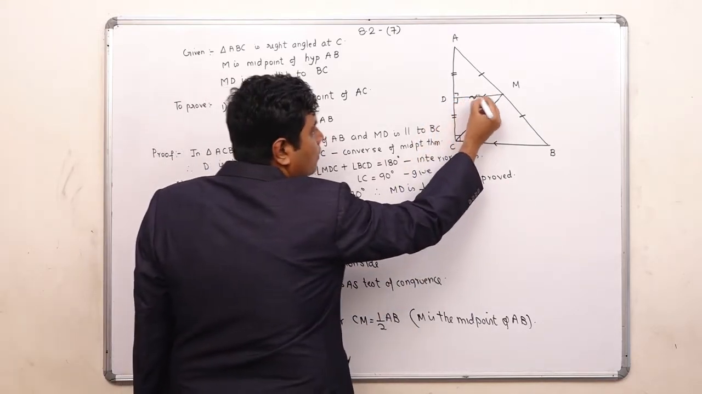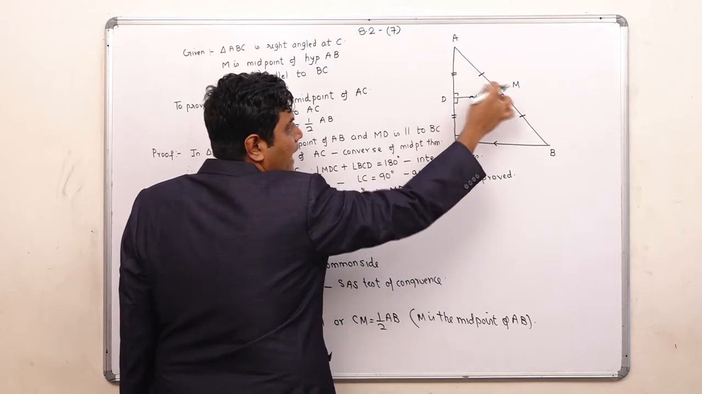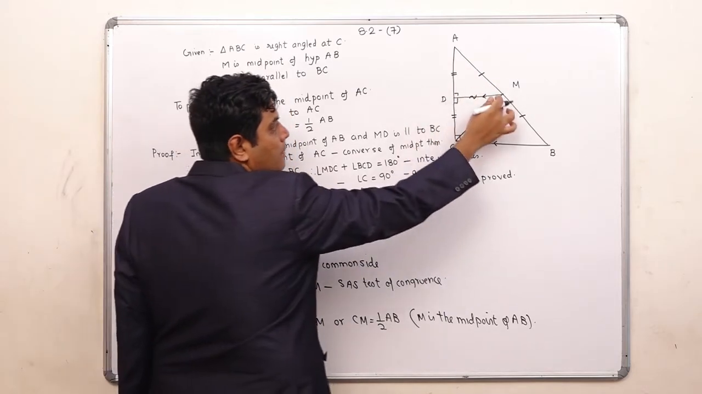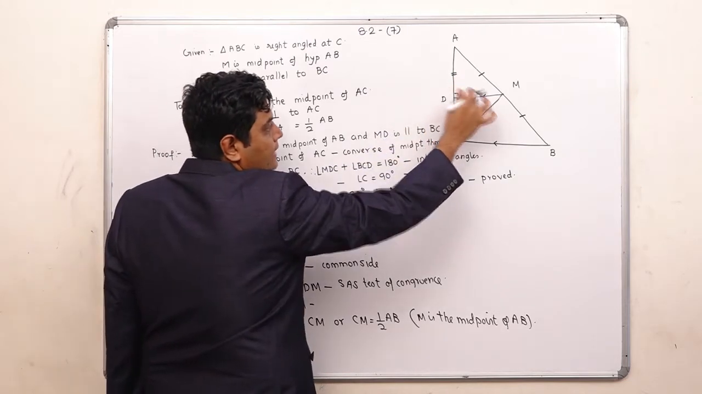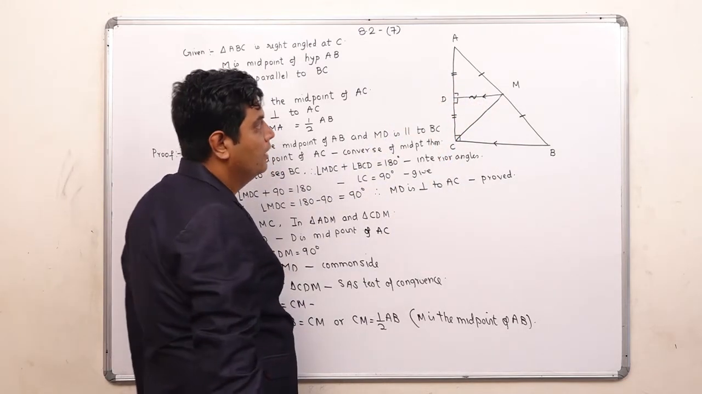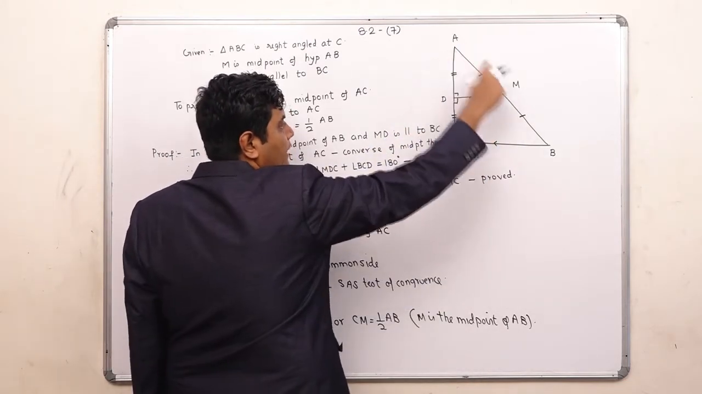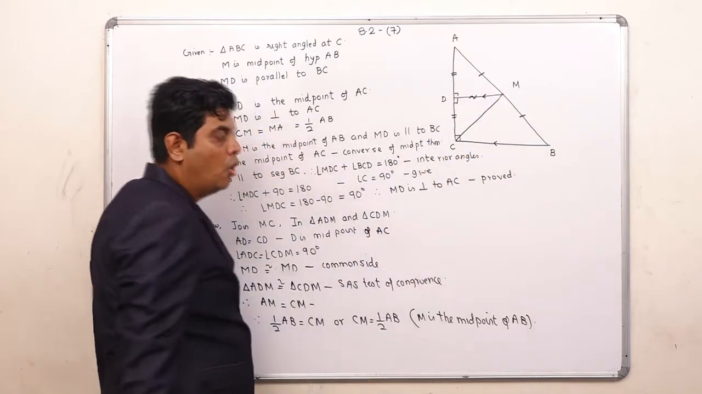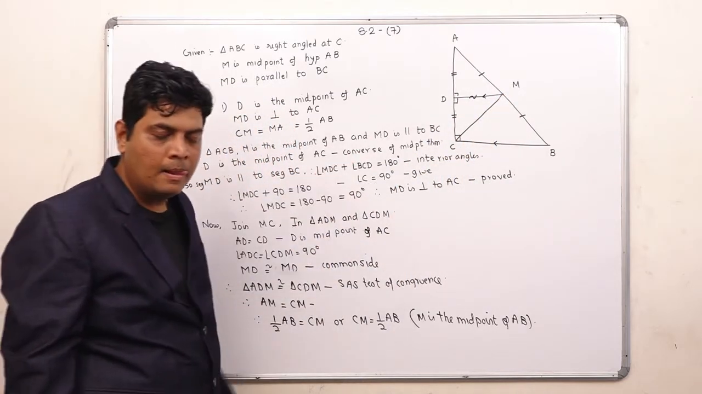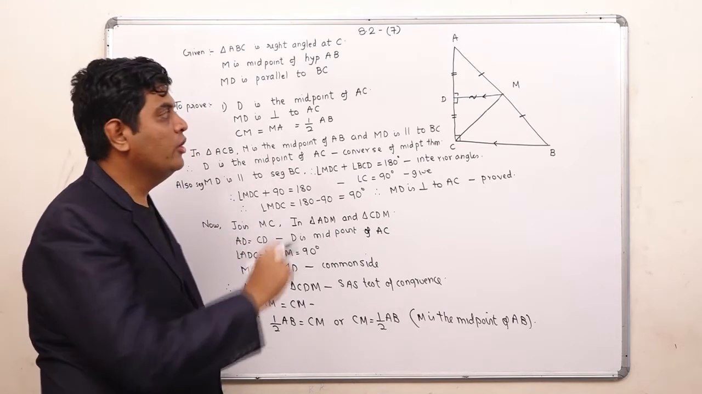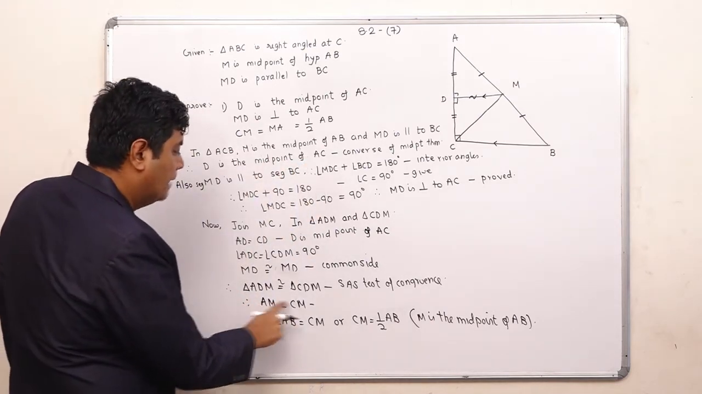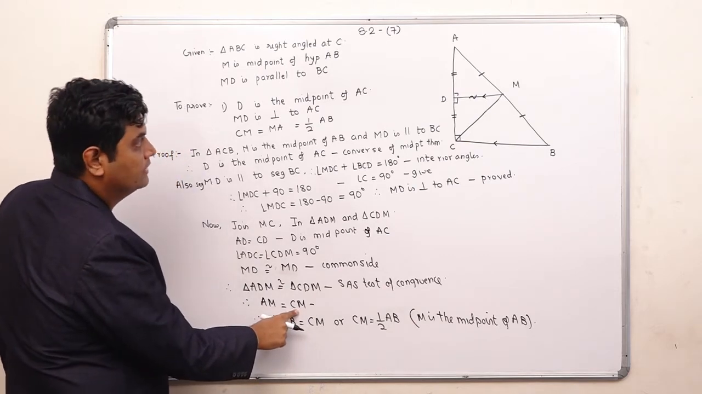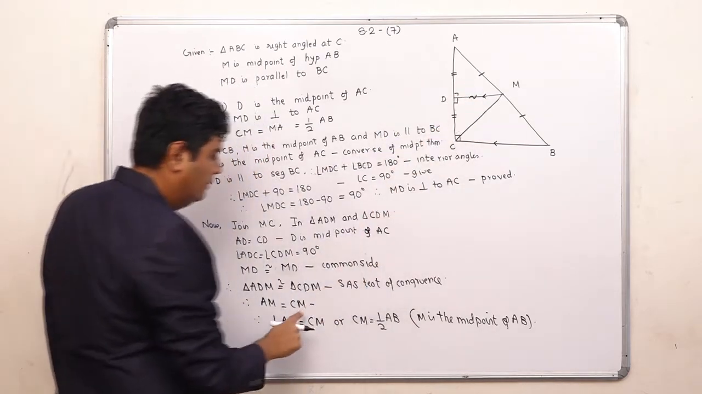So in triangle ADM and triangle CDM, both the triangles are congruent by SAS test of congruence. Therefore MA is congruent to MC, or AM is congruent to CM, by corresponding parts of congruent triangles. So I get AM is equal to CM. This I have proved. So AM is equal to CM, it is proved.